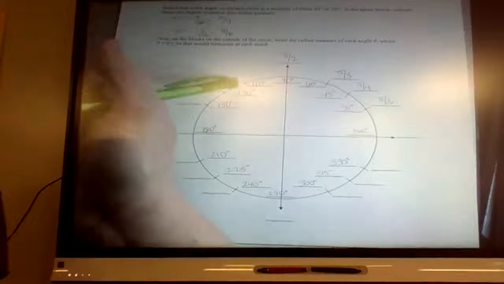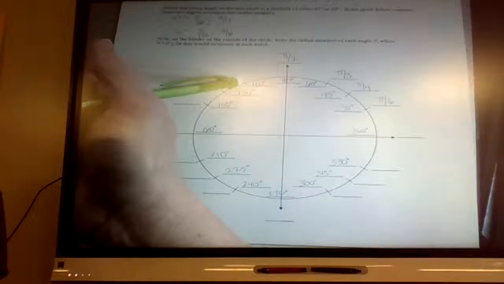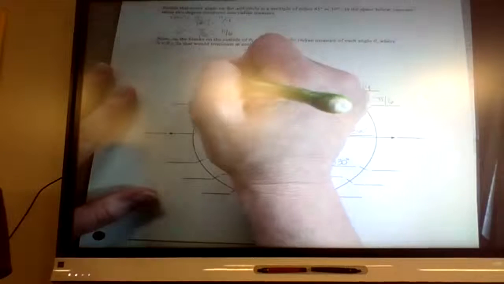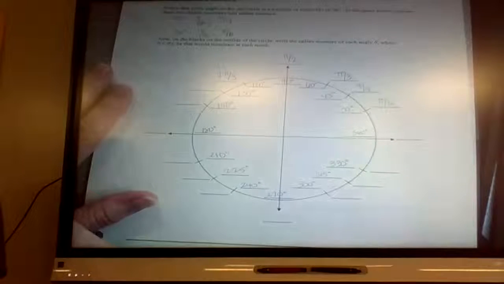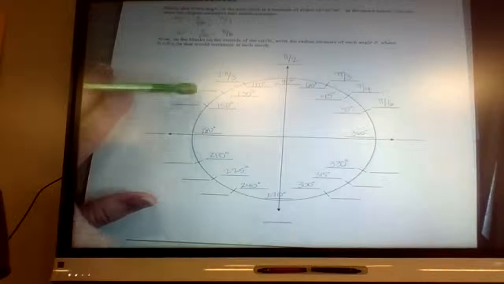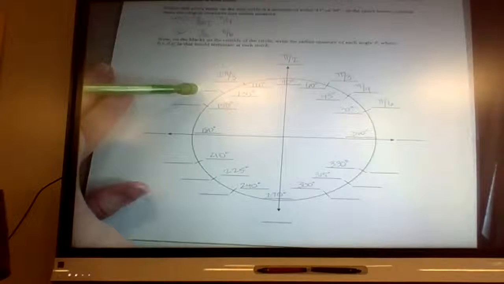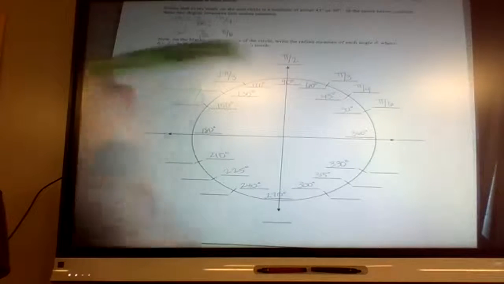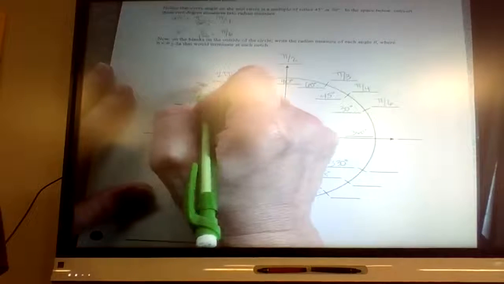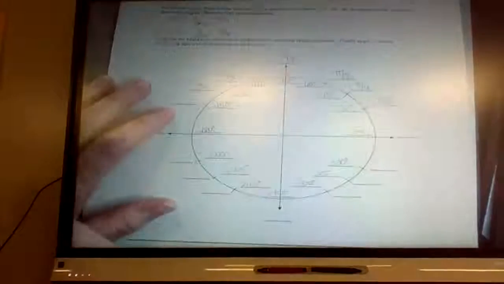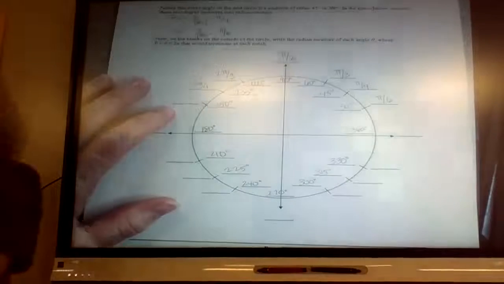That's not 7 pi over 6. 2 pi over 3. Oh, got it. And then what about this one? No, it's 3 pi over 4, because 45 goes into 135 3 times. 150 is 5 pi over 6, right? How about 180? Pi. Yes.